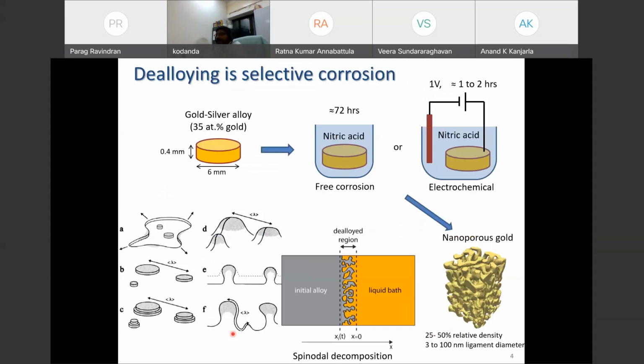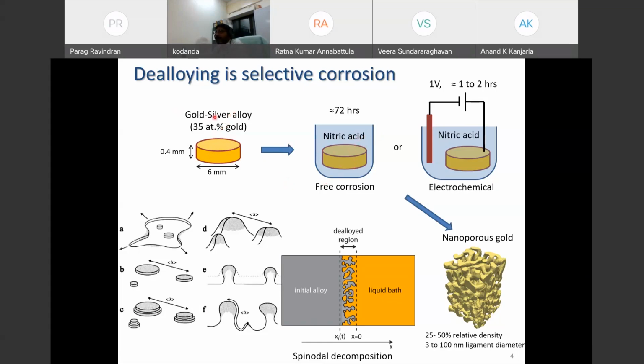Here you simply start with an alloy. For the case of nanoporous gold, we start with a gold-silver alloy with some desired volume fraction or atomic fraction of gold and silver, and you just put this alloy into a corrosive medium, for example, like nitric acid.